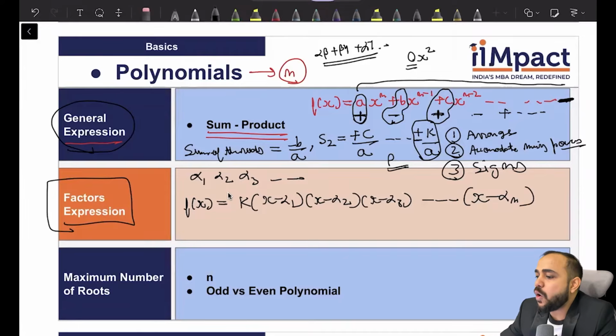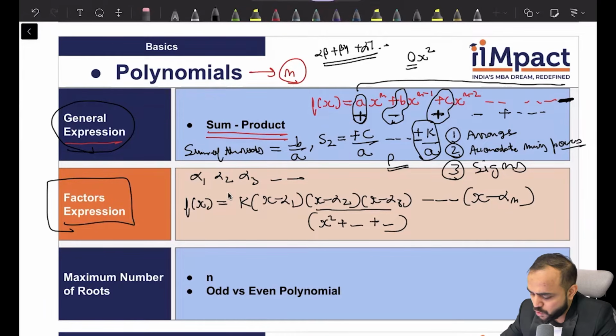Now, I have not talked about the distinction between alphas. Maybe alpha 1 is equal to alpha 2. Maybe alpha 2 and alpha 3 are imaginary numbers. That is also possible, in which case you would probably not write it as this, you would just write it as x square plus something. Because those are imaginary roots, you would not want to write it like that. So that is also possible.